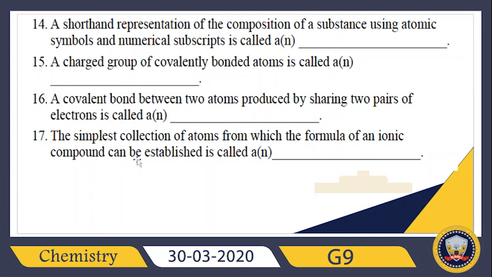Question 17. The simplest collection of atoms from which the formula of an ionic compound can be established. The simplest collection of atoms. I explained this in the previous lesson. I hope you have studied. I will give you a second to think. So the answer is formula unit. Formula unit is the simplest collection of atoms from which the formula of an ionic compound can be established. So let's continue.